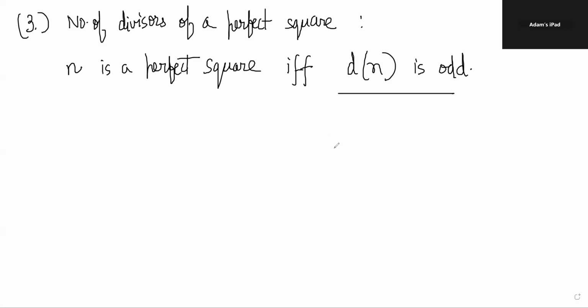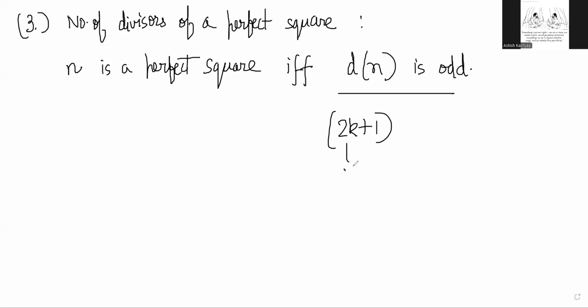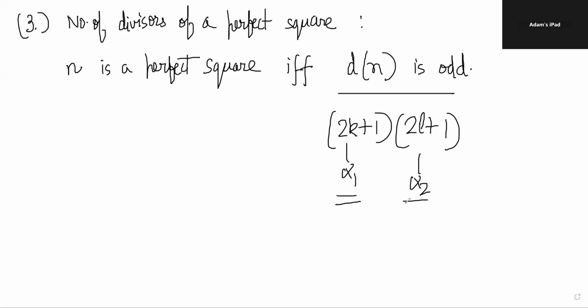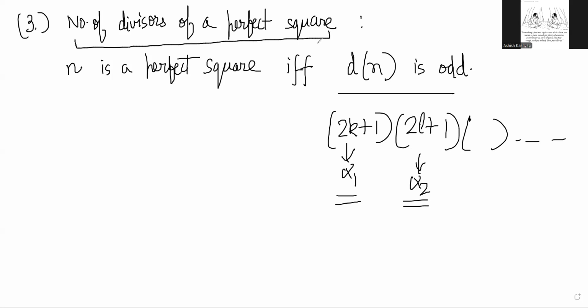So d of n will be some 2k plus 1, this is, let's say, alpha 1, and 2l plus 1, this is alpha 2, right? Alpha 1, alpha 2, all the alphas have to be even for a perfect square. So it is a product of only odd numbers, right? So this is the third point. The number n is a perfect square only if d of n comes out to be odd.